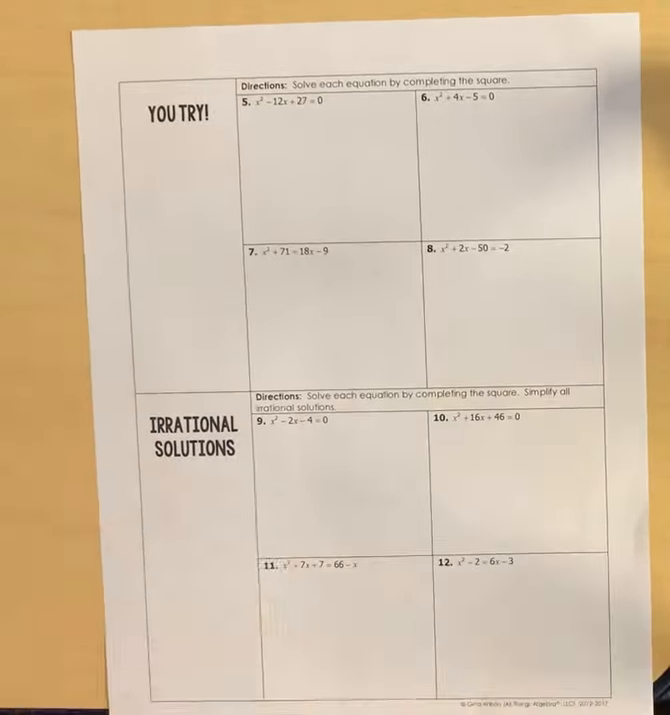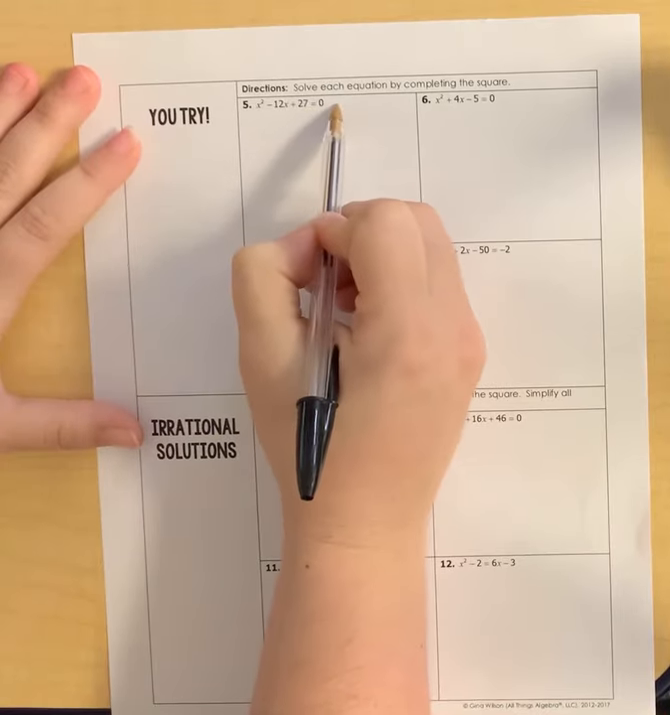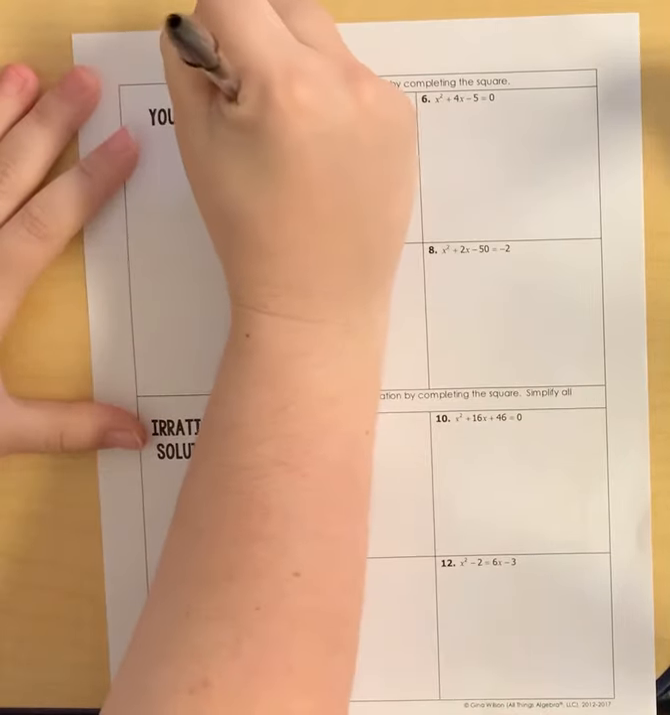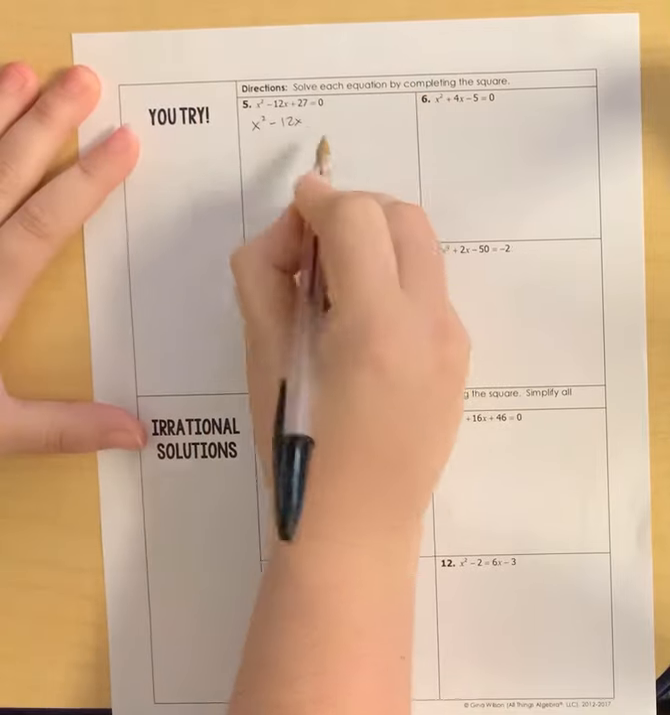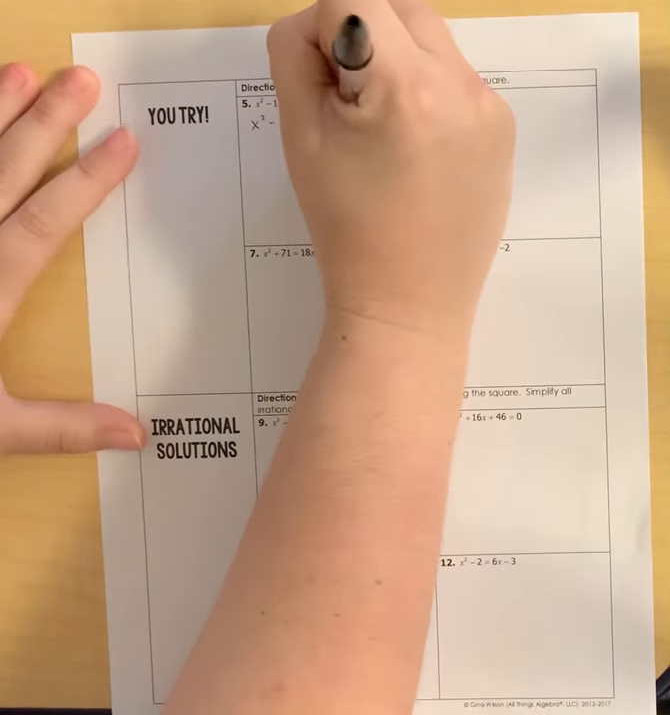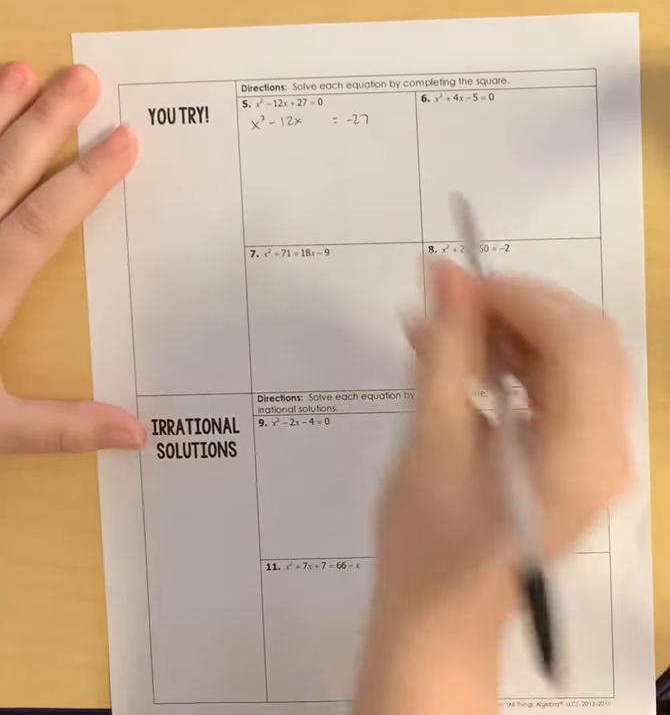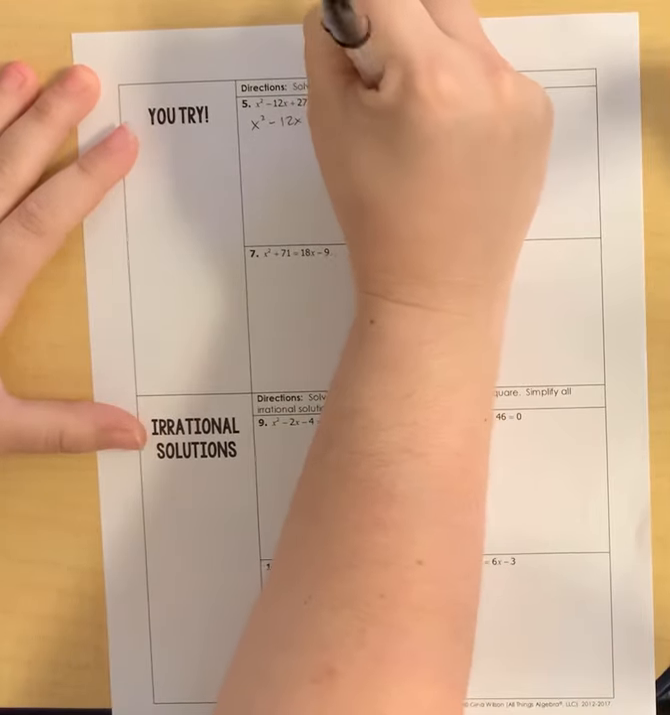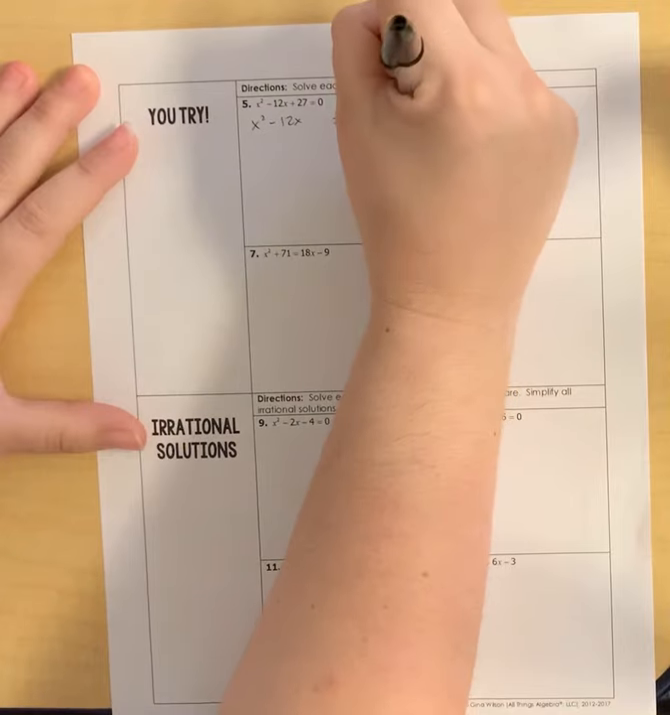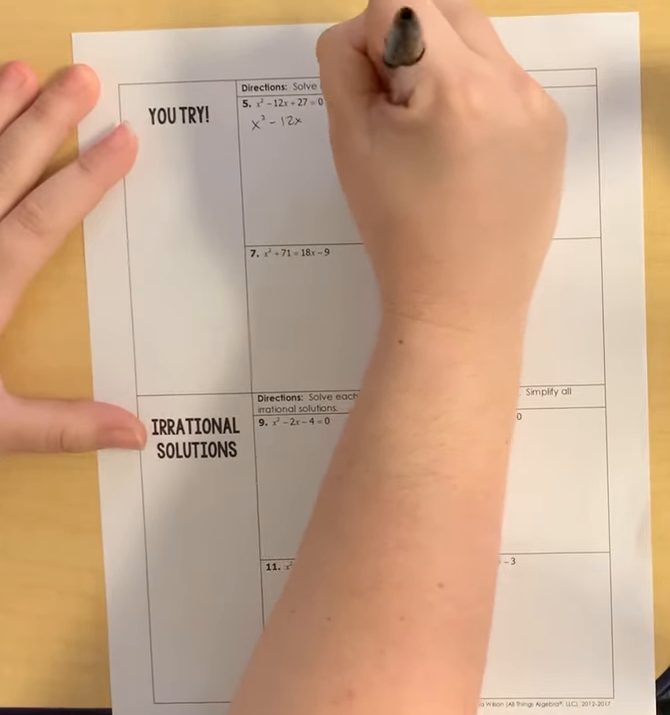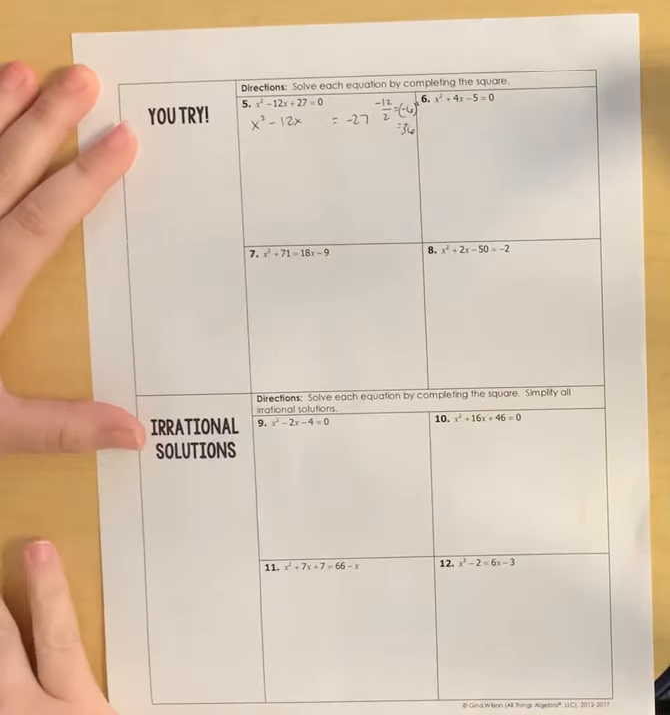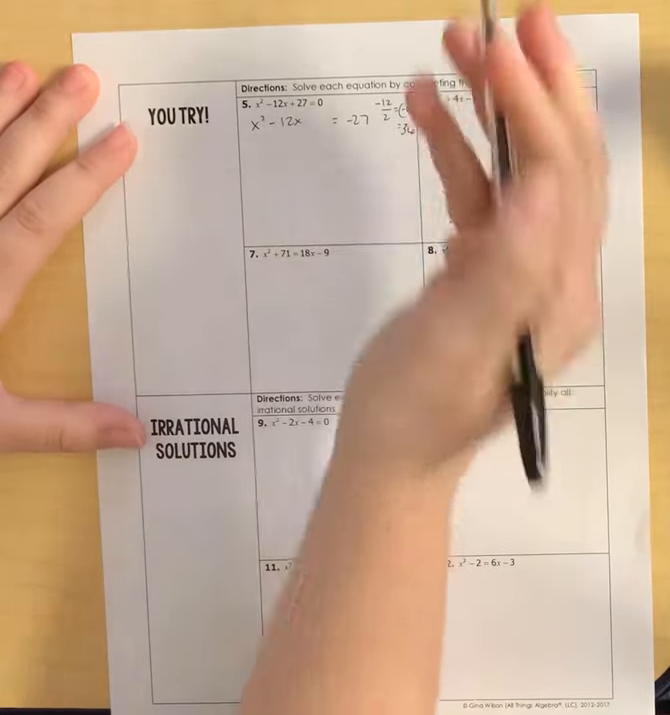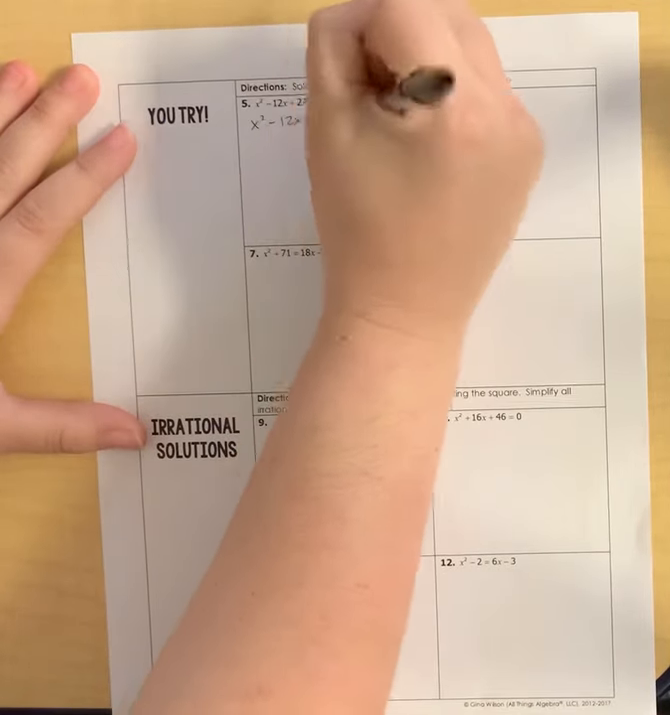Okay, so on number 5, first thing you want to do is move the 27 over, so we're going to subtract it over. So you have x squared minus 12x, leave a gap right here, equals negative 27. Now we're going to take our b, which is negative 12, divide it by 2, and you get negative 6. Then you're going to square that, and you get a positive 36. So we're going to add 36 on both sides of our equation.